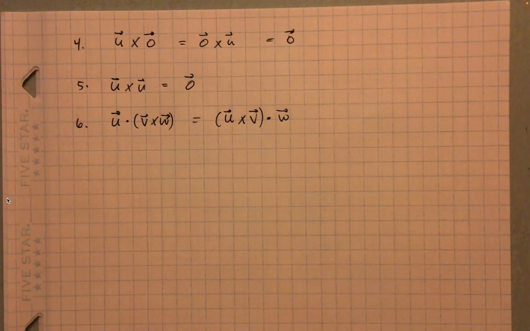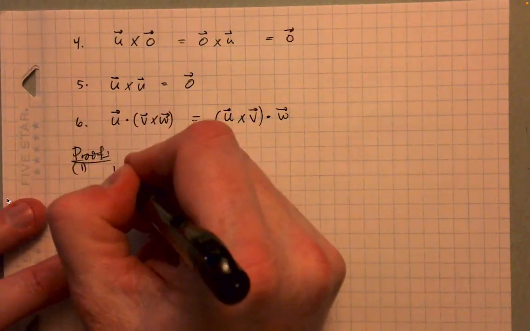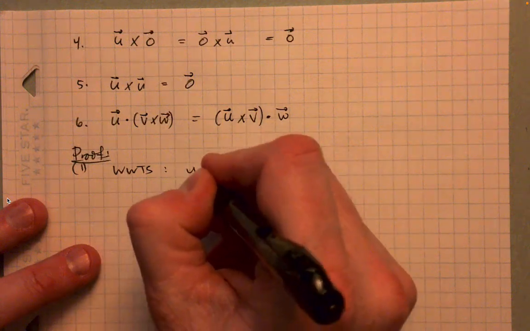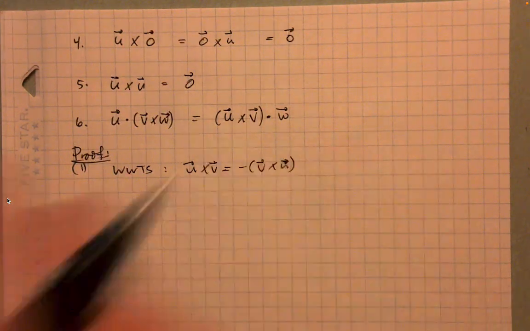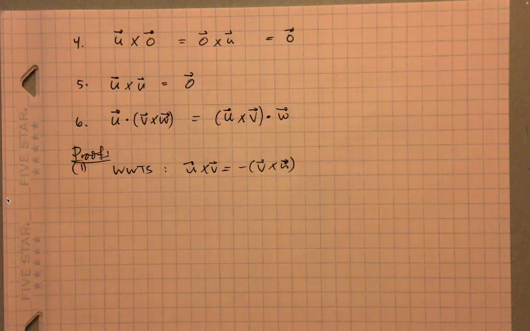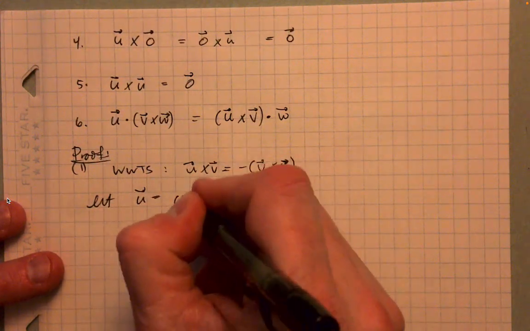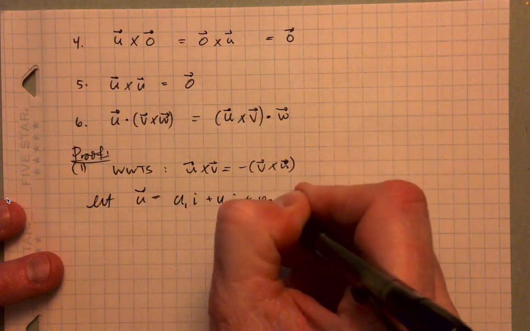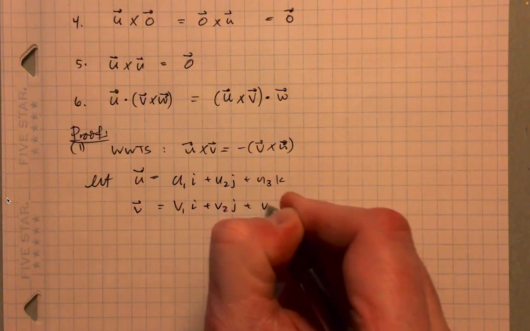All right, well, let's prove a couple of these. Let's prove the first one. In the first one, we wish to show that u cross v is equal to negative v cross u. This is just a simple matter of expanding the one and recognizing that when you flip the order, it basically flips the signs. So let u equal u1 i plus u2 j plus u3 k, and we'll let v equal v1 i plus v2 j plus v3 k.